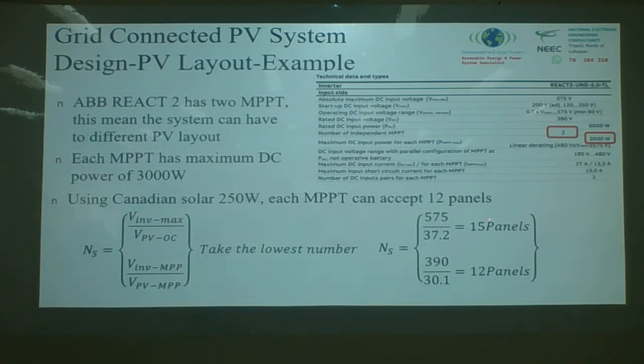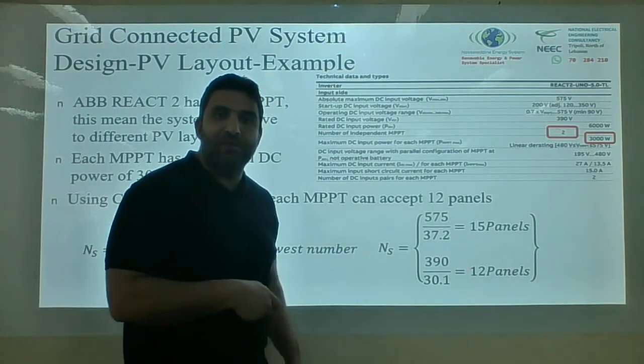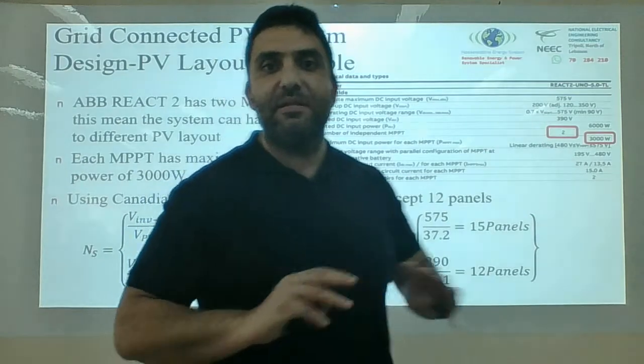Guys, this can take 15, but if I take 15, I go beyond this. I might go into the derating system. As long as it's below, I can reach up to 15 panels on this system, but 12 panels will give me optimum. 13 panels also could give me an optimum as well. So 12 to 13 panels will give me an optimum design in series.